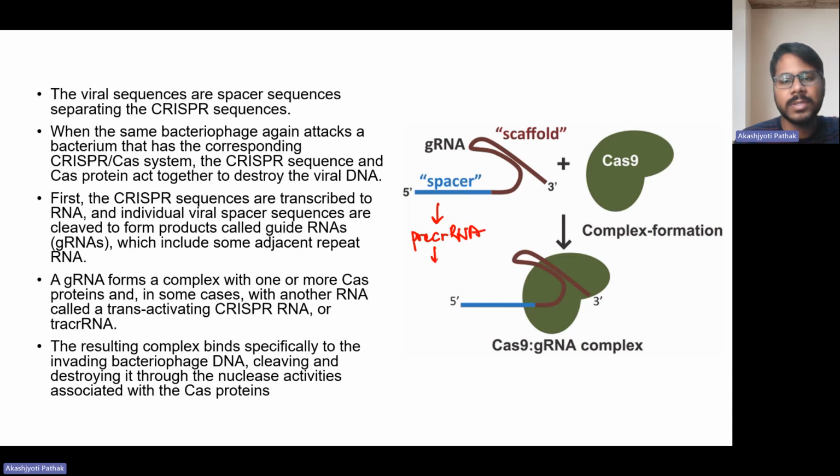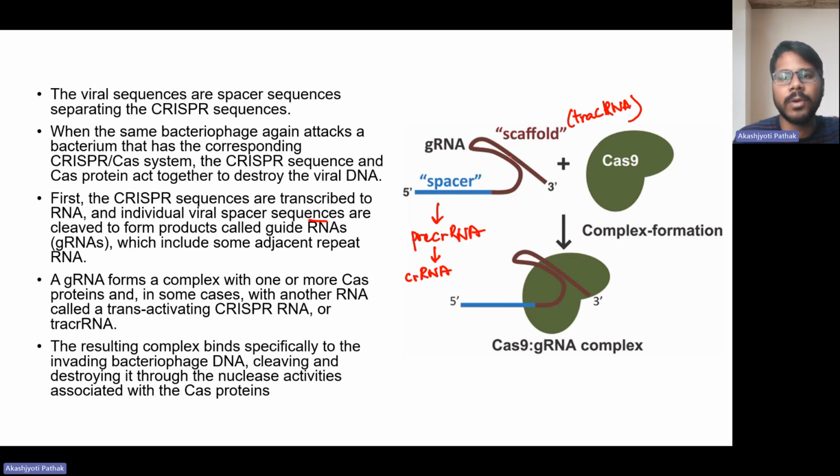This pre-crRNA undergoes some modification to give us the processed or mature CRISPR RNA. The mature CRISPR RNA will have a spacer sequence, and it will also have a tracrRNA sequence. It is transcribed to individual viral spacer sequences. Together, this entire unit is called the single guide RNA. So there will be a spacer sequence, and this is actually a tracrRNA, but it is transcribed crRNA basically.